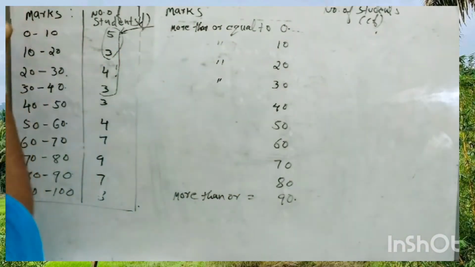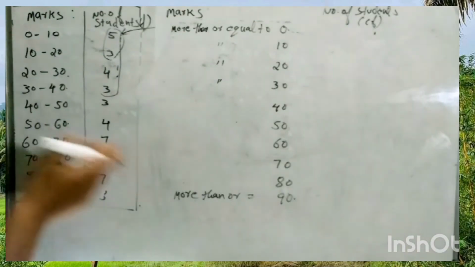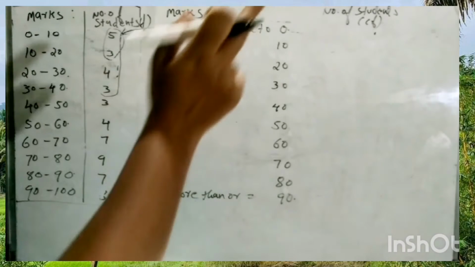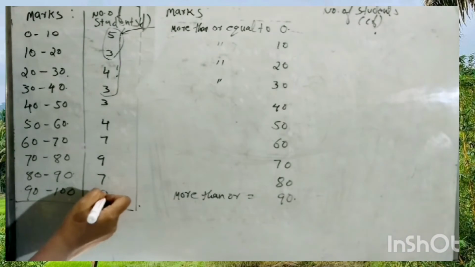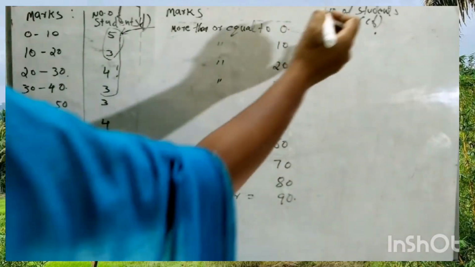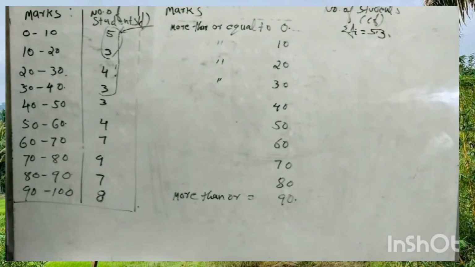Okay, that mark may lie in 0 to 10. If the mark lies in 0 to 10, then also it is more than 0. 10 to 20, then also the mark is more than 0. And 40 to 50, then also the mark is more than 0. It is greater than 0 if the marks lie between 70 to 80, 80 to 90, and 90 to 100. So in this frequency of the number of students, we will add all these values, means the summation Fi. This is summation Fi, that is equal to 53. More than or equal to 0 means 53 we will get.